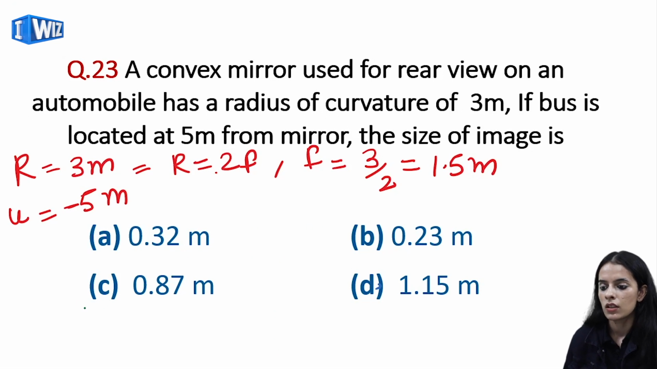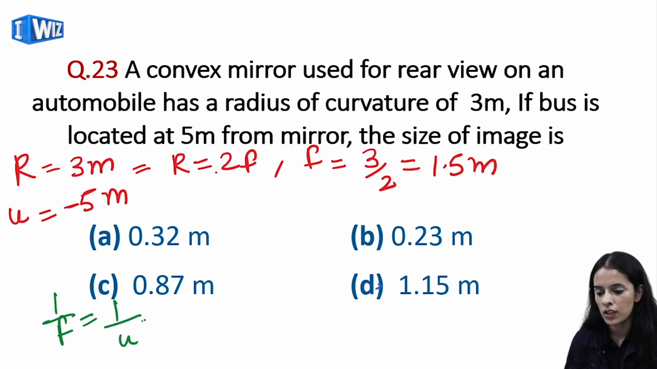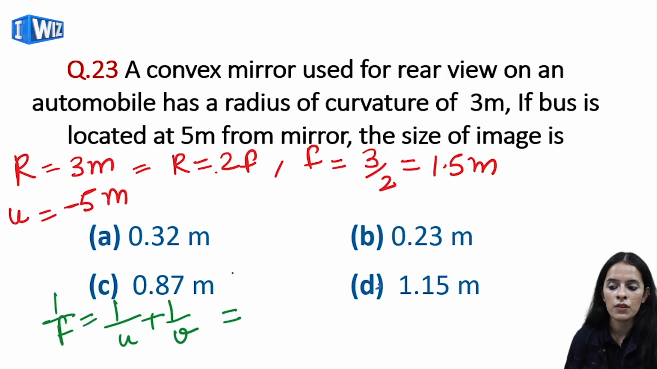So let's find out v. What is v? It is a case of a mirror and you are given object distance and focal length and you have to find the image. So you can use the mirror formula at that time. 1 by f is 1 by u plus 1 by v, because it's a case of a mirror. So focal length is how much?